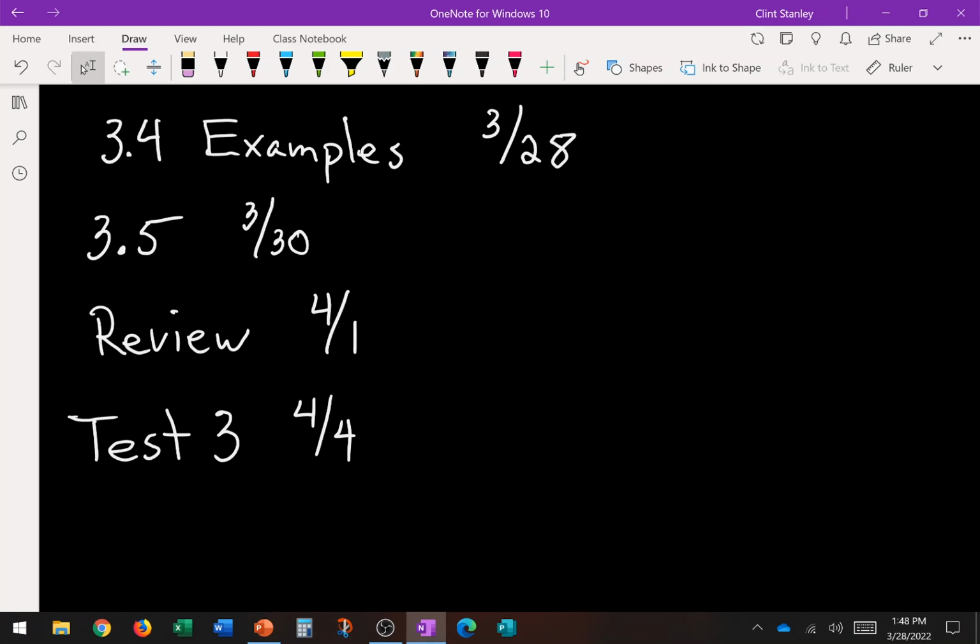And so there's the plan. Questions on any of that or concerns? Anything like that? Okay. All right. Is that everybody? Anybody else need a sheet?